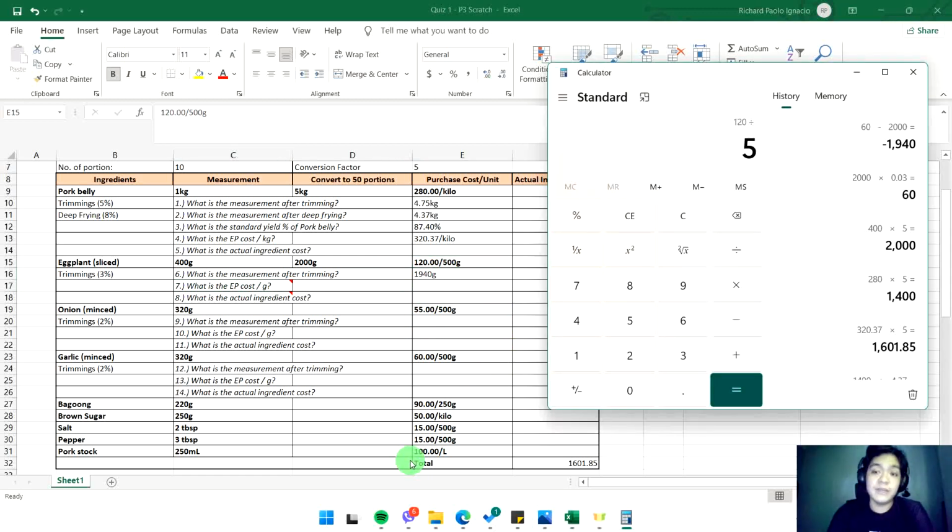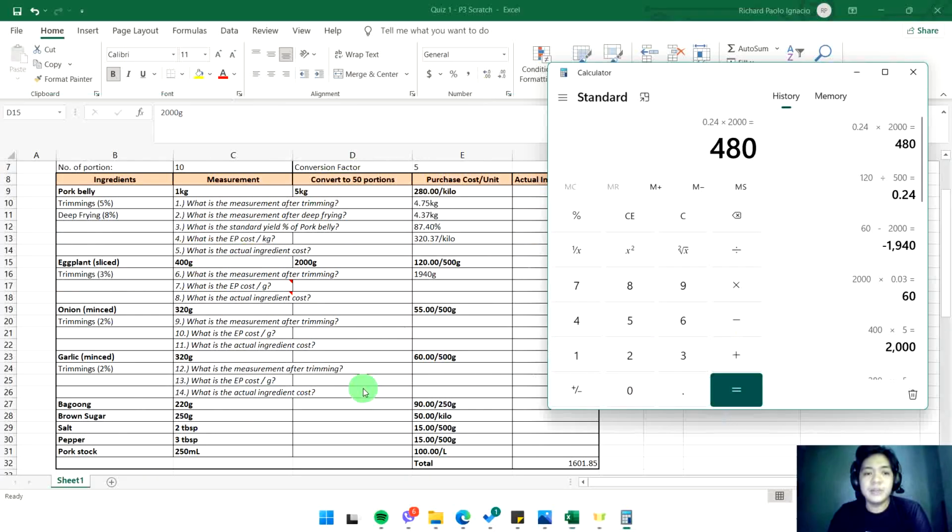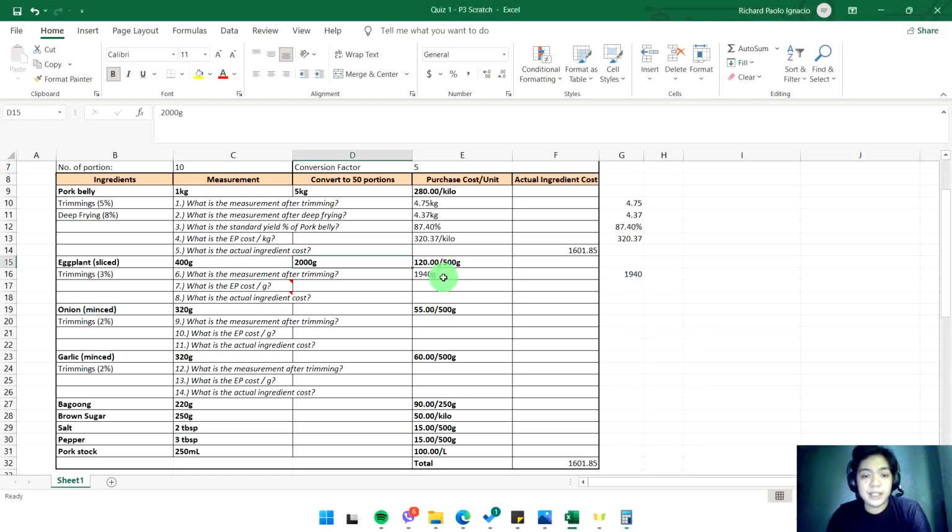That's 120 divided by 500 grams. So ibig sabihin 0.24 pesos per gram ang ating bentahan times 2,000 kasi 2,000 ang ating AP or yung as purchase weight. We have 480. Ang ating presyo kung tayo bibili ng 2,000 gram. The next thing that we have to do now is to divide the total AP cost by the EP weight or yung 1,940 natin. So in this case, we have 480 pesos divided by our EP weight, which is 1,940.